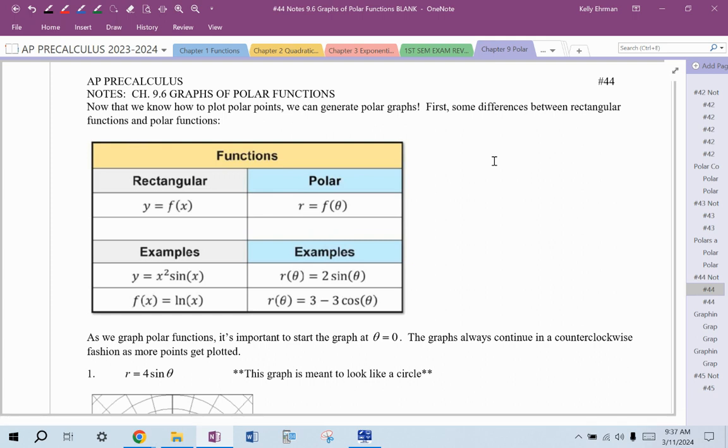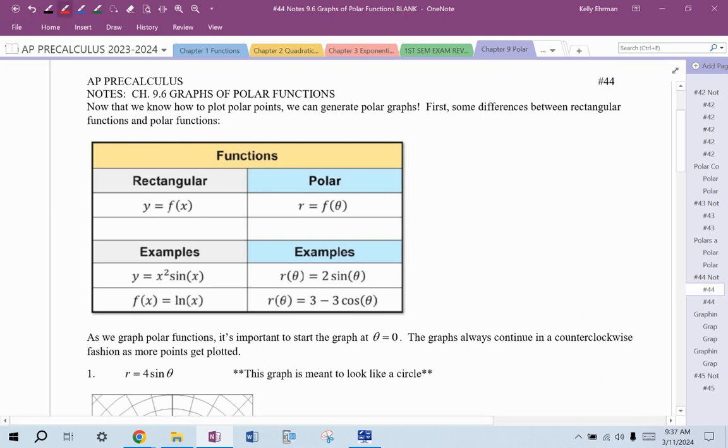Before we get into it, there are some differences between rectangular functions, which is what we've been working in every class up to this point, and polar functions. Rectangular is like y equals f of x. The input is x, the output is y. Examples are y equals x squared times sine x, or f of x equals ln x. Those are rectangular functions, and we can plot them in the xy coordinate system.